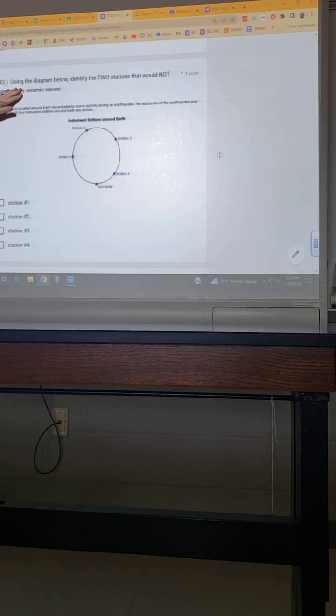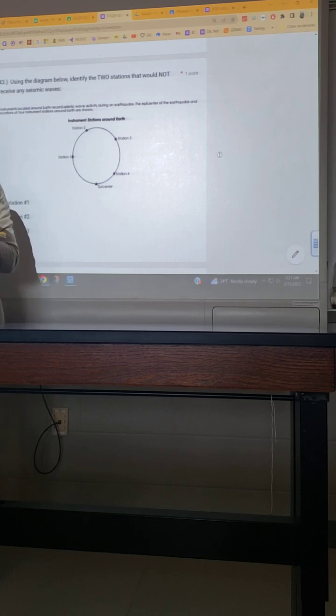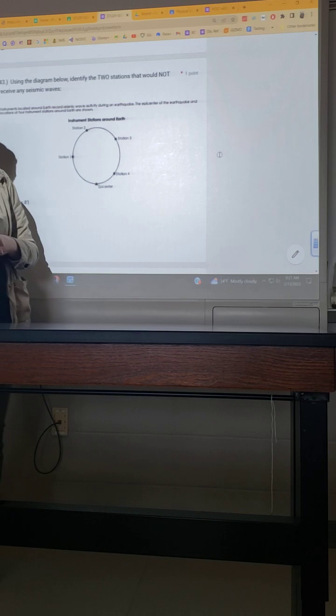So the question says, using the diagram below, identify the 2 stations that would not receive any seismic waves. So how many answers do you have to select? 2. You have to do 2, not 1, not more than 2, it has to be exactly 2.